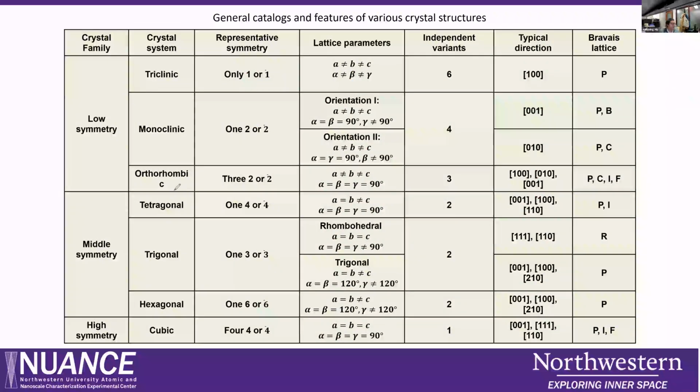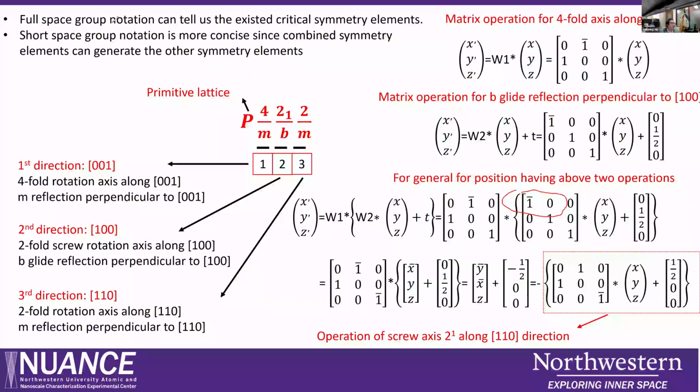For the tetragonal one, the first position indicates the symmetry along the 0 0 1 direction. The second one, 1 0 0. The third one, 1 1 0. I will show you in more detail. This one is a P indicator, for example the P primitive lattice. For M, this indicates the first direction, second direction, third direction.